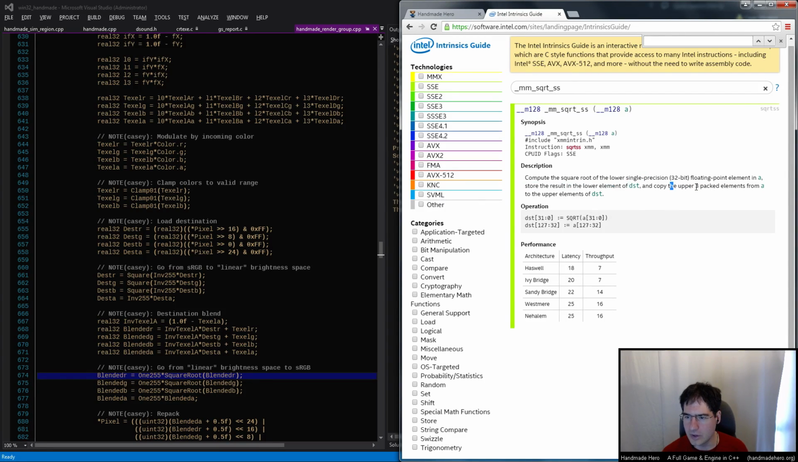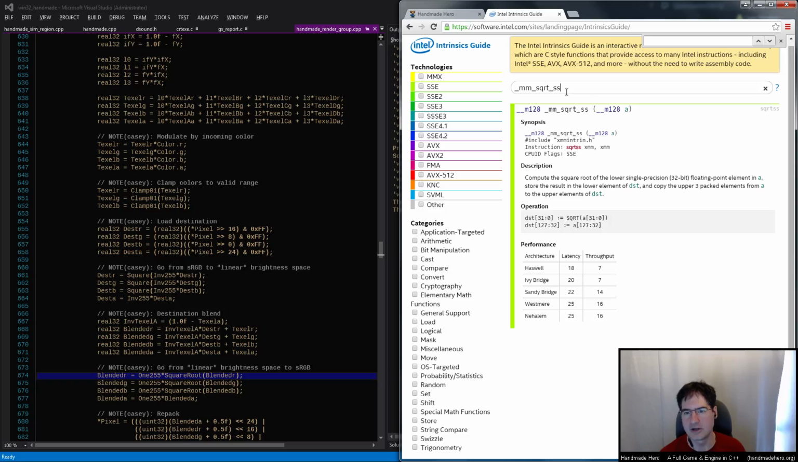I don't know. Yeah, so it looks like this also does a broadcast, right? Pre-packed elements from A. Oh no, it doesn't. So it does the square root in the bottom, and then it leaves the upper 3. It passes the upper 3 through for you, for whatever reason. So this only does one of them, right? And so that's why there's a PS, a PD, and an SS.